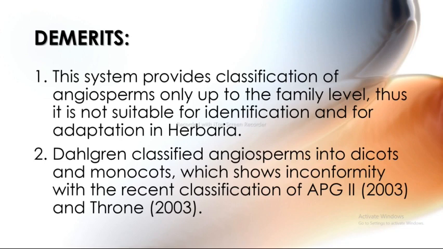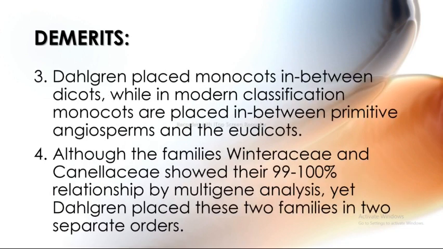Third, Dahlgren placed the monocots in between the dicots, while in the modern classification, monocots are placed in between the primitive Angiosperms and the eudicots. Fourth, although families like the Winteraceae and the Canellaceae showed their 99 to 100% relationship by multi-gene analysis, yet Dahlgren placed these two families in two separate orders.